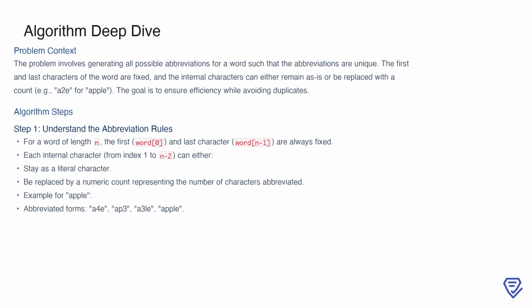This approach requires us to generate all possible abbreviations for the word while ensuring efficiency and avoiding duplicates. To achieve this, the key is understanding the fundamental rules of abbreviation, such as fixing the first and last characters and deciding for each internal character whether it should remain as a literal or be replaced with a count. For instance, some valid abbreviations for apple might include a3e, ap2e, a1le, or even the full word apple, depending on the choices made for the internal characters.